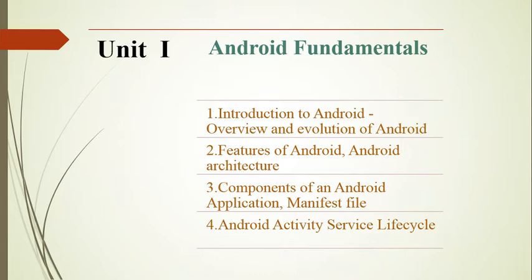Components of an Android application, such as the manifest file, R.java and resources, assets, and references to resources in XML files. Android Activity and Service Lifecycle. The Android system controls the lifecycle of your application. There are 5 states in the lifecycle: starting, running, pause, stop and destroy.